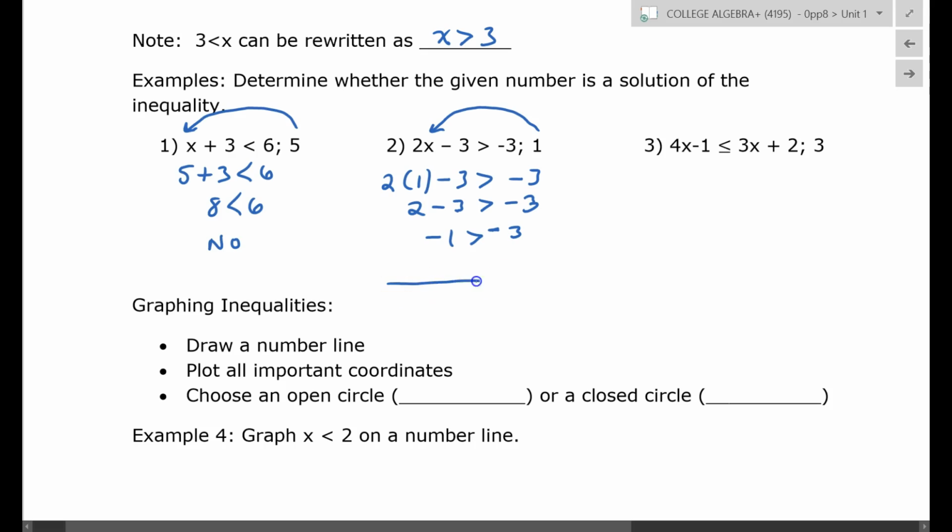Guys, the other way you can think about it is there's 0 on the number line, right? So here's -1 and here's -3. Do you agree that things further right are bigger than things further left, right? So -1 is a bigger number than -3, right? So lots of ways to think about it.